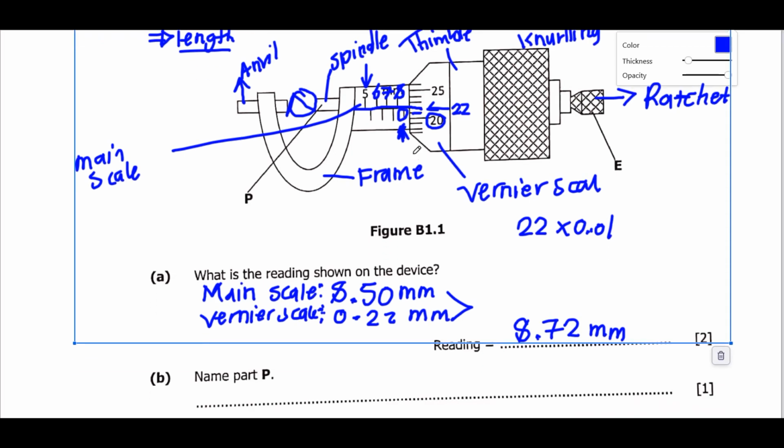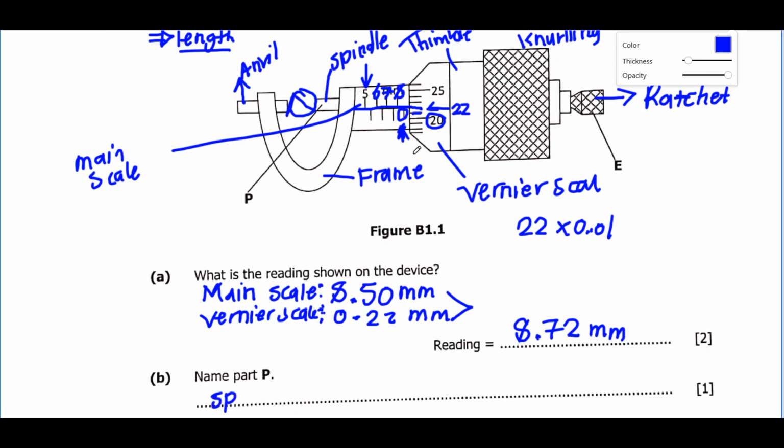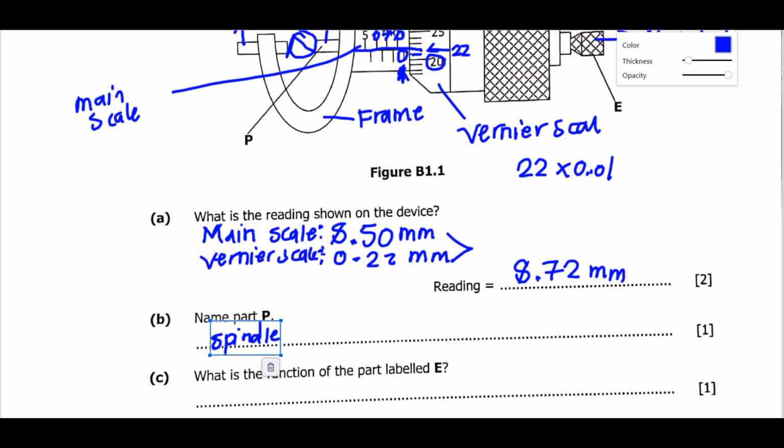We move on to B. So B is all about naming part D. So we say D, that is the spindle. Then question C is what is the function of the part labeled E? So E, we say it is the ratchet.